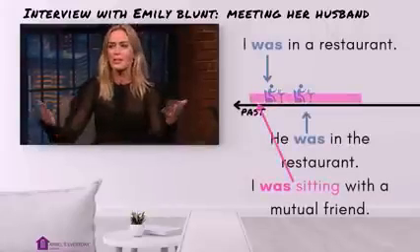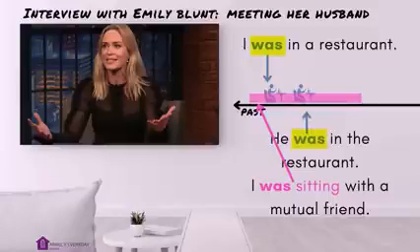This is our romantic. Here we can see the two past simple states. And the past continuous is telling us what was happening in the background. Is sitting with a friend important information? No, it's just the background so we know what was happening.